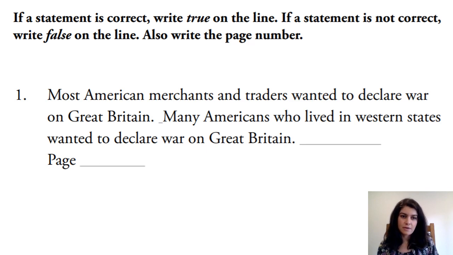Let's go ahead and get started. So here for number 1, I'm going to read you this statement. You're going to look back in your story and you're going to tell me if it's true or false. When you're deciding the page number, look at those small page numbers that are at the bottom when you're looking at your reader. So it should be starting with page 24. Okay, number 1. Most American merchants and traders wanted to declare war on Great Britain. Many Americans who lived in Western states wanted to declare war on Great Britain. Go ahead and answer that question. Is that true or false? Look back in the story and find the page where it tells you that answer.